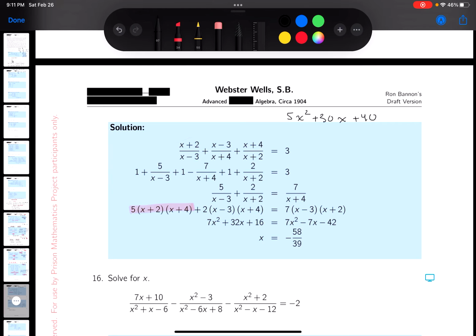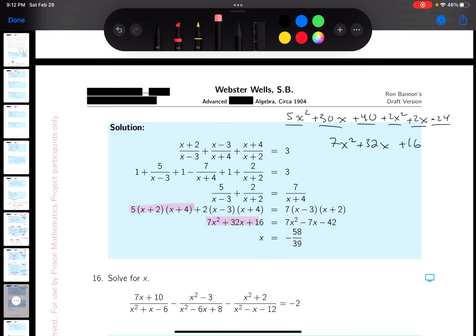Let's do the next one. Plus 2x squared. I'm just doing the left side. And then what do you get? Well, you get 1x times 2, which is 2x. And then you get minus 3 times 4, which is minus 12 times 2, which is minus 24. And kind of looking at that, you get 7x squared plus 32x, and then you're going to get plus 16. All right? Let me show you where that's written right over here.